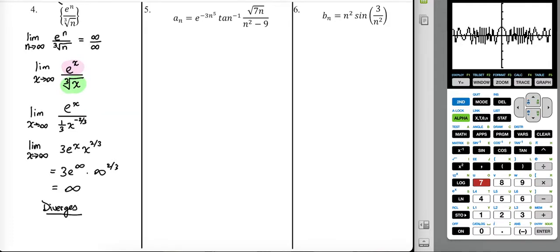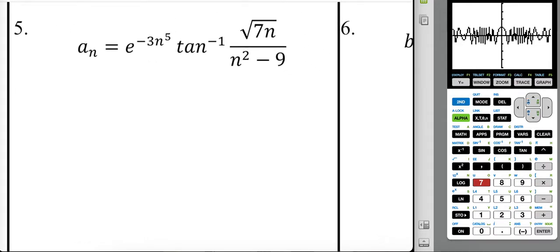Number 5, same general idea, but let's take a look at this first. You see a negative exponent there, so I'm going to rewrite this as 1 over e to the 3n to the 5th, and then we'll have that tangent stuff.